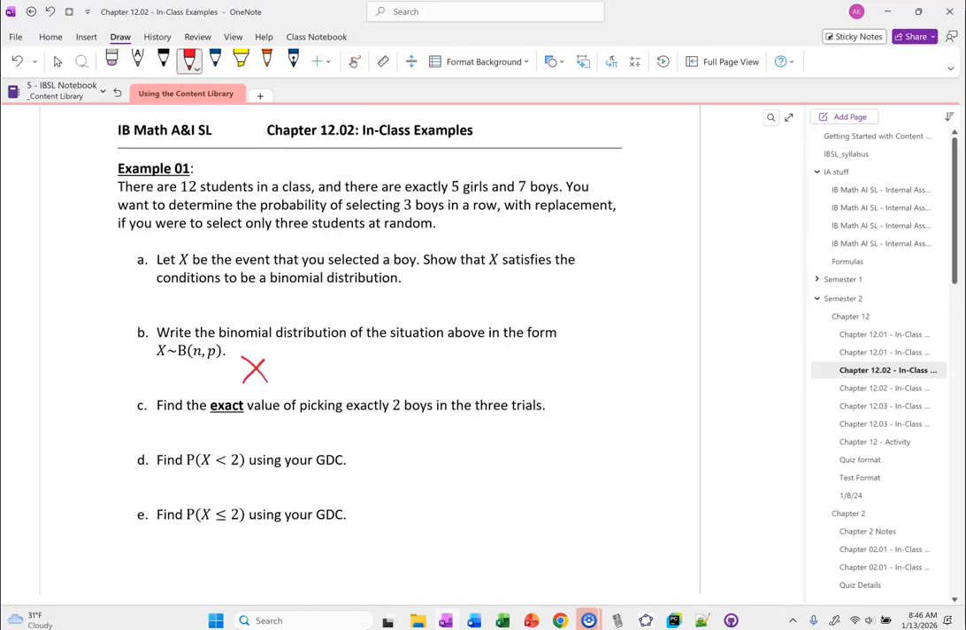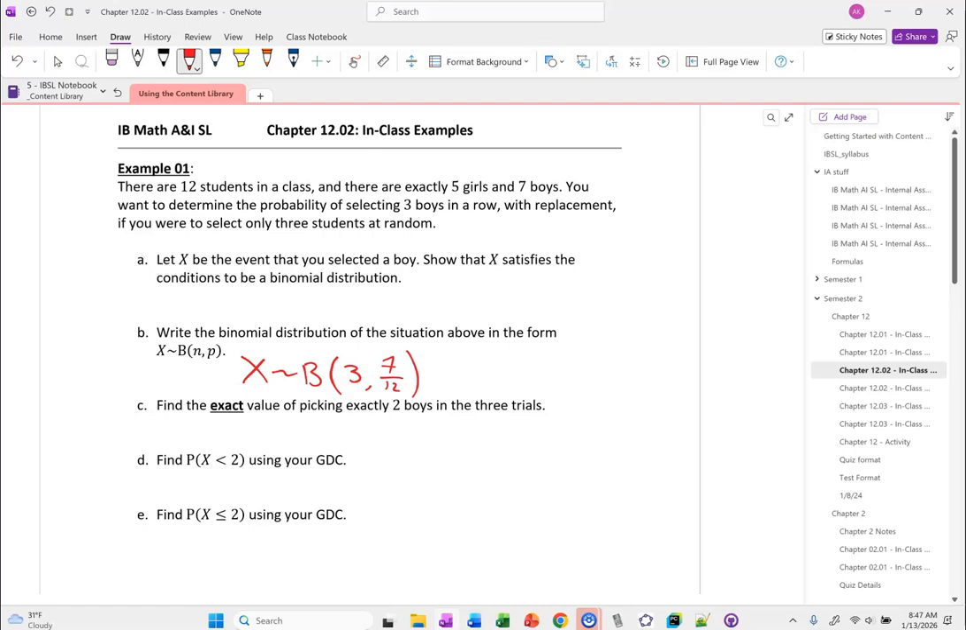What's n? Sorry, 3. What's p? Quinn? 7 out of 12. Great. Quinn, how'd you get 7 out of 12? Because there's 7 boys out of the 12 students, and you're picking out of the 12 students. Great. The probability of picking a boy is 7 out of 12 because there's 7 boys in the class of 12 people total.